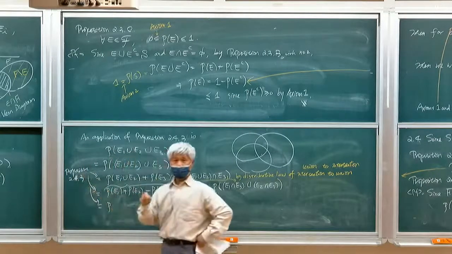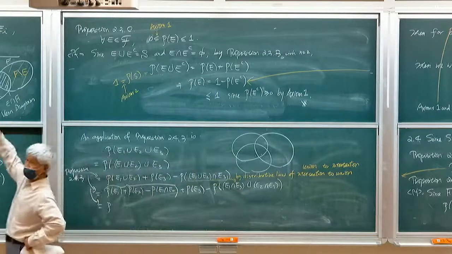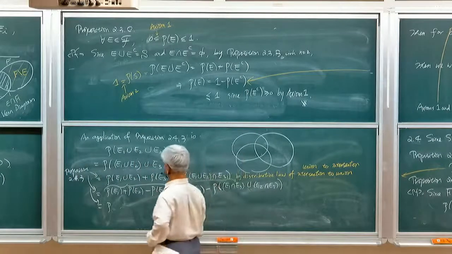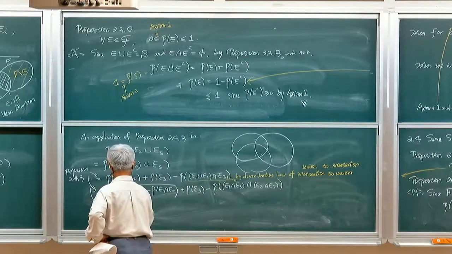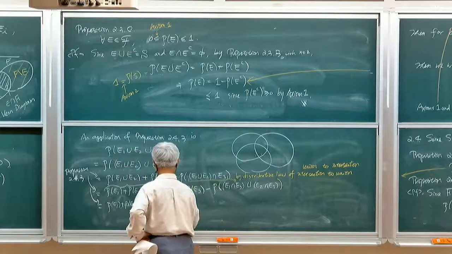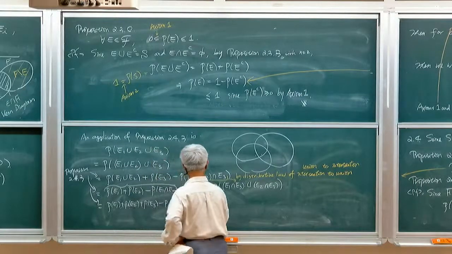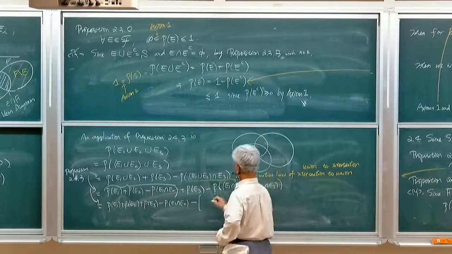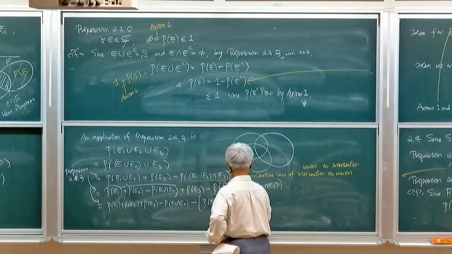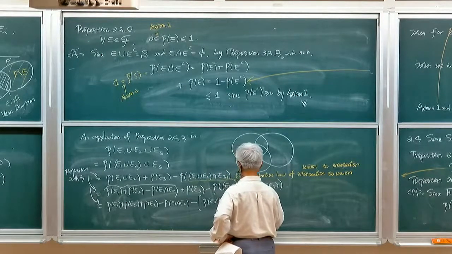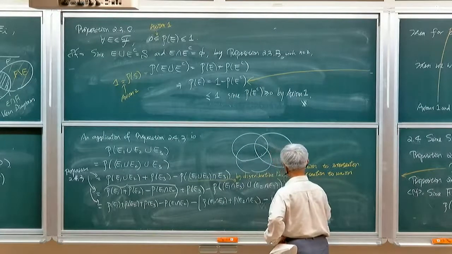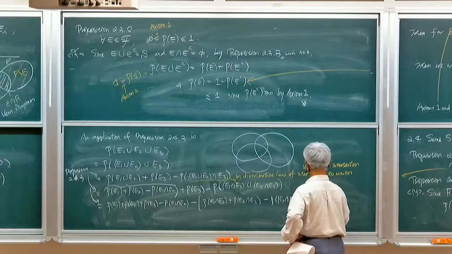So we apply proposition 2.4.3, this one, many times. Okay, but when we apply this one, I make arrangement: P(E1) plus P(E2) plus P(E3) minus P(E1 intersect E2) minus P(E1 intersect E3) plus P(E2 intersect E3), okay, minus probability of E1 intersect E3 intersect E2 intersect E3 here.